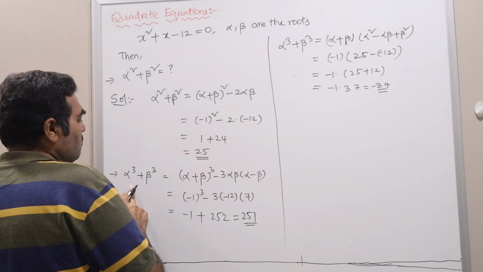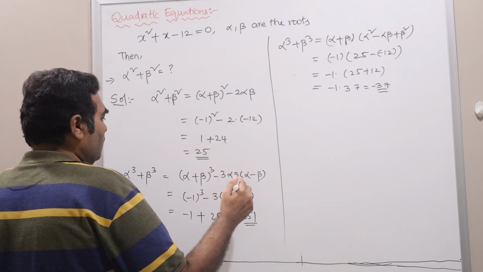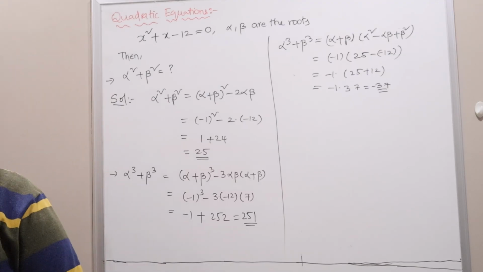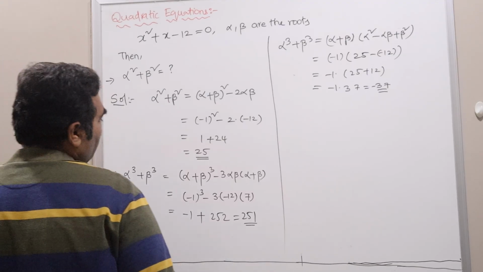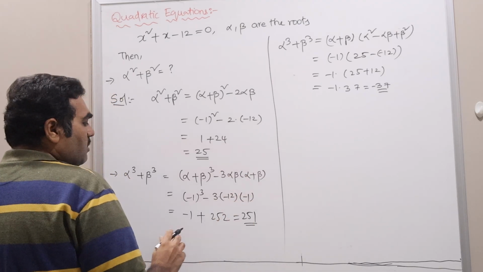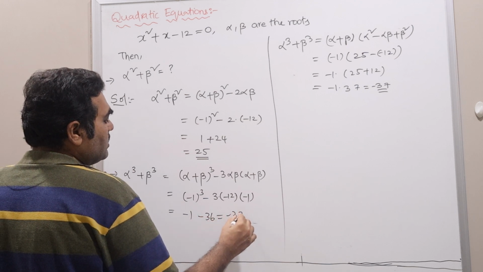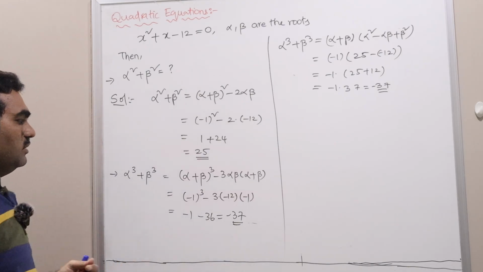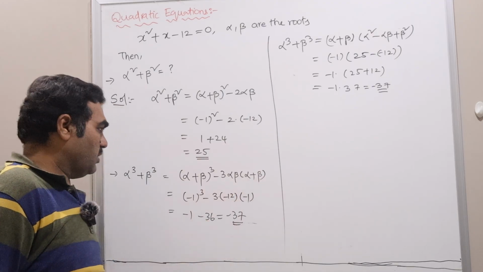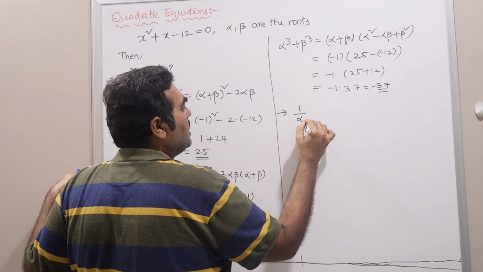Here a cube plus b cube is equal to a plus b whole cube minus 3 alpha beta into alpha plus beta, right? So I think I made a mistake here. You can check, you are supposed to get the same quantity whatever you got before. So alpha plus beta is minus 1. Now this becomes minus 36, which gives minus 37. I'm sorry, please find the correction here. It is a plus b, it's not a minus b.